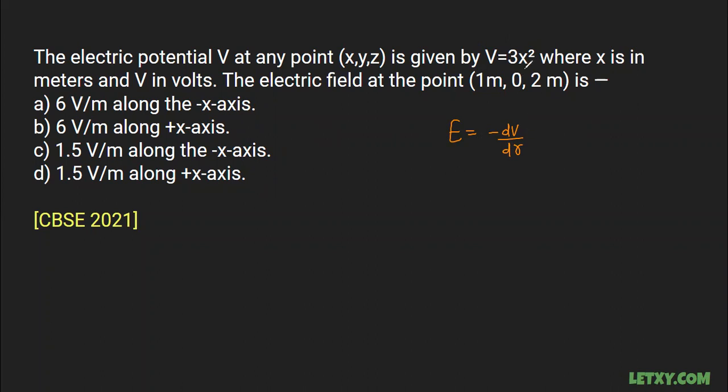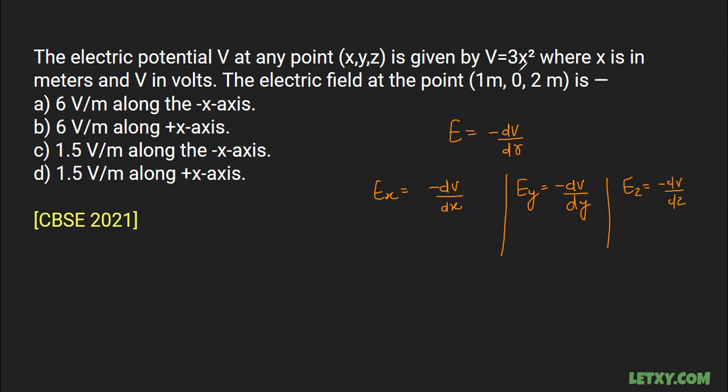But right now, since there is only an x component, let me first show you by breaking it into three parts. Ex means electric field along the x-axis only, so we can write it as minus dV upon dx. We can also write Ey, the electric field along the y direction. Although we know there will not be any electric field along y, let me show you how this works. And then we have Ez equals minus dV upon dz, right?